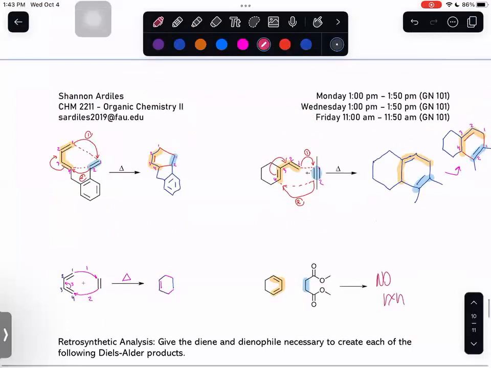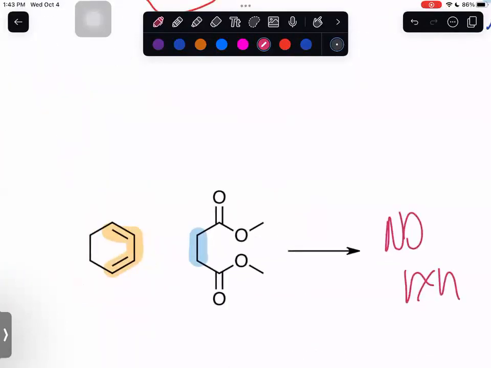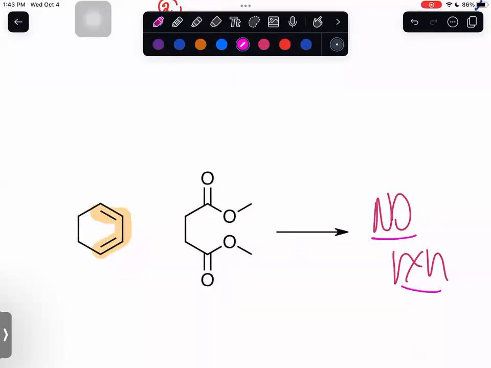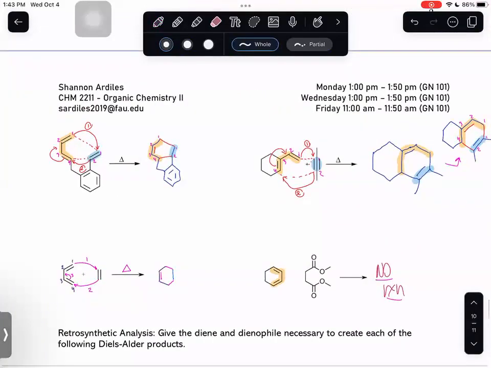Okay. Questions on this? This is no reaction because we don't have a double bond in here. We don't have the dienophile portion. We need both reagents. It has to be a carbon-carbon bond for the double bond. Okay, how are you feeling with this reaction? Is it better? Okay, that's good.